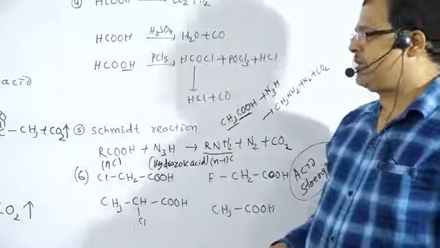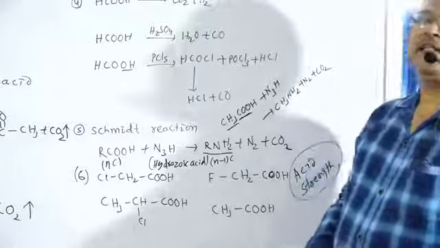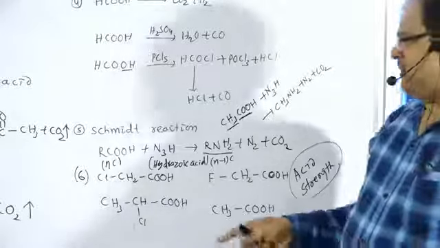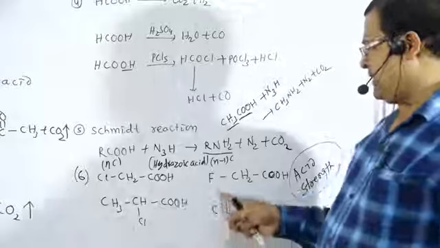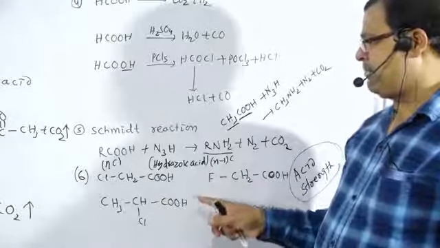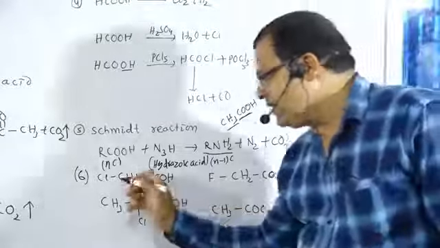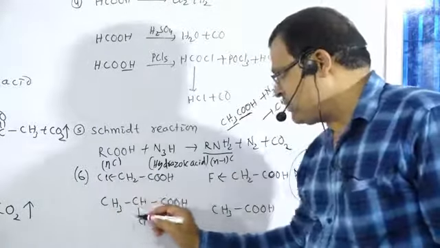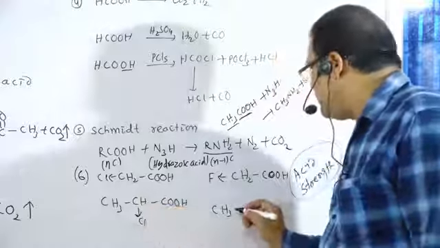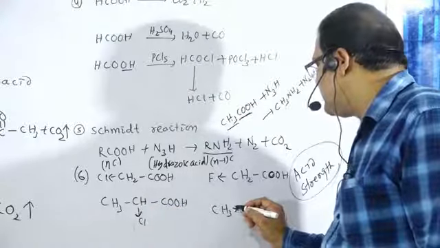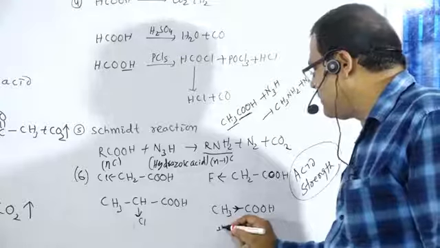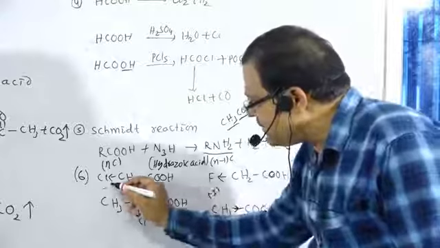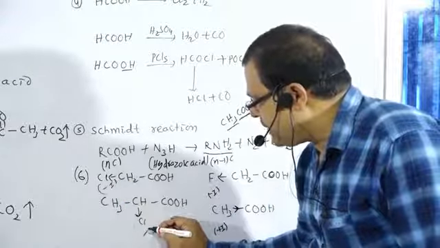Last question, question number 6, is the comparison of acid strength. In the first three cases, there is the presence of a minus I group: chlorine, fluorine, and chlorine again, all minus I groups. And in CH3COOH, there is the presence of a plus I group.